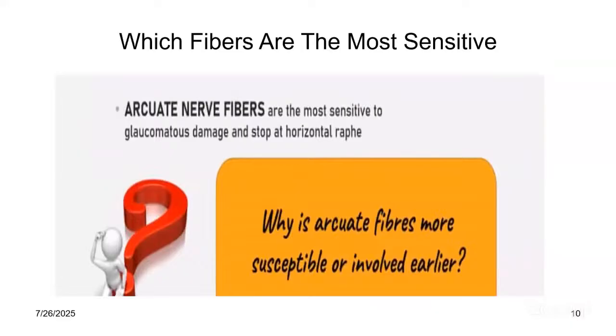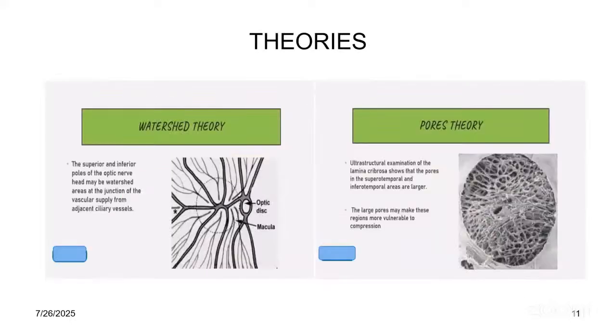So which fibers are most sensitive? It's said that the arcuate fibers are more susceptible or involved earlier in glaucoma defect. So why do we have arcuate fibers being affected earlier on? There are two theories to explain why these arcuate fibers are affected earlier.